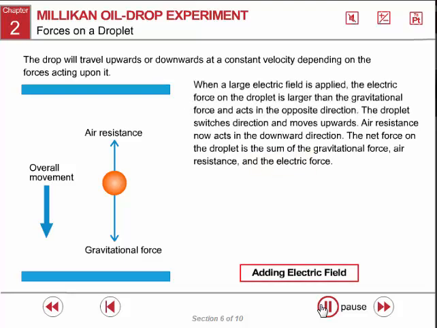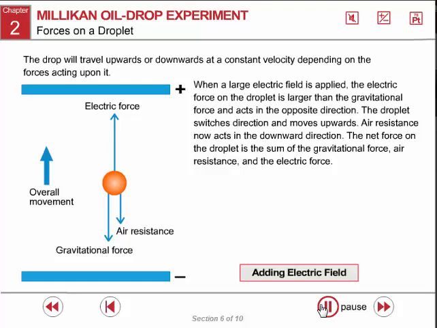When a large electric field is applied, the electric force on the droplet is larger than the gravitational force and acts in the opposite direction. The droplet switches direction and moves upwards. Air resistance now acts in the downward direction. The net force on the droplet is the sum of the gravitational force, air resistance, and the electric force. V1, the terminal velocity, equals k, which is a constant based on air resistance, times the quantity EQ, where E is the electric field strength, minus m, which is the mass of the drop, times g, which is acceleration due to gravity.